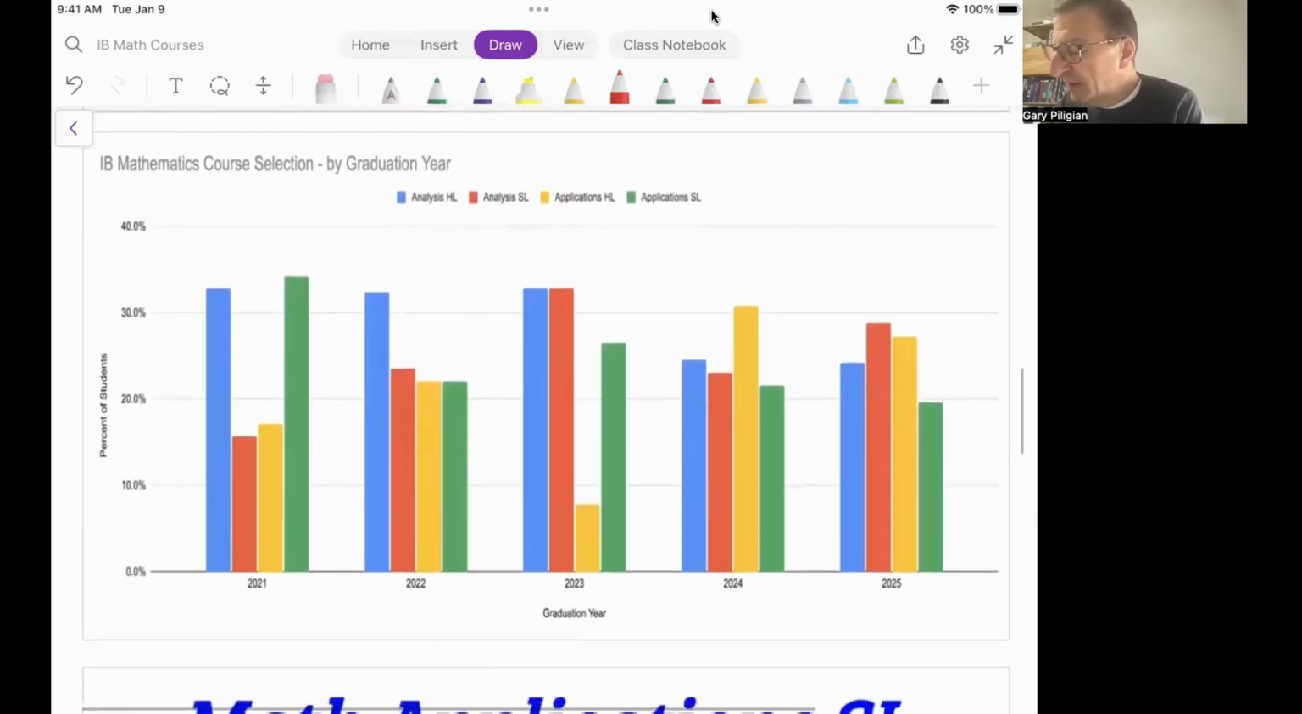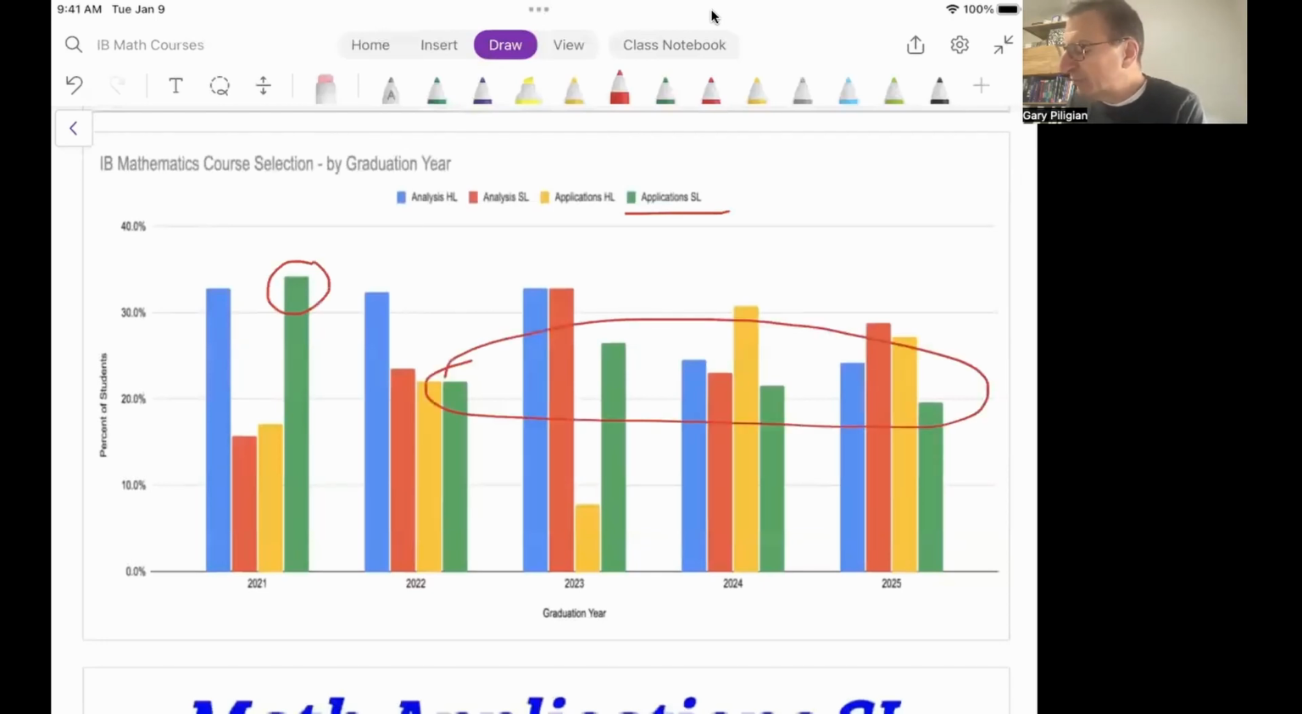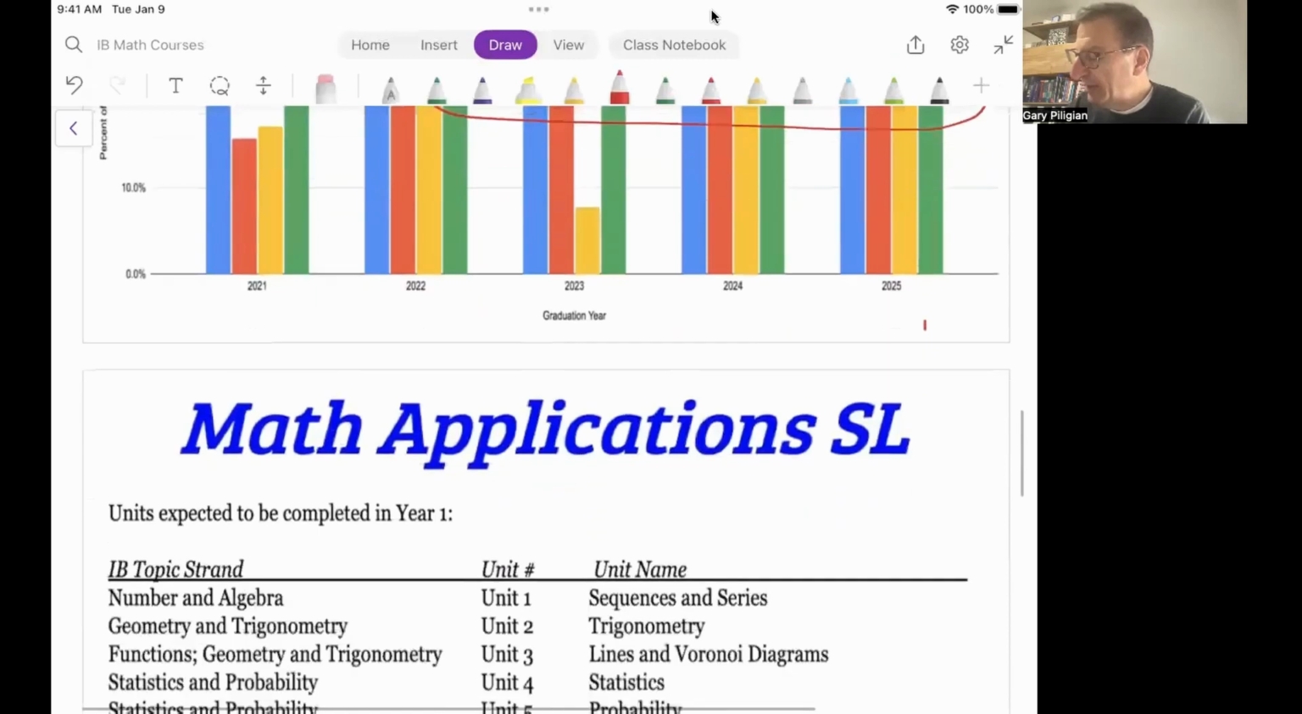This is a chart which tells you how past students have chosen their courses. So we're talking about the green bars here. Initially, very interesting. I was not expecting this at all. More than 30% of the students took this in the first year of its assessment. But since then, it's kind of gravitated to roughly 20 to 25% of our students have selected this course.